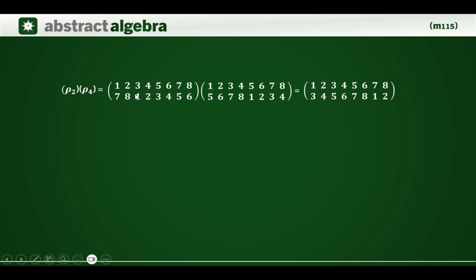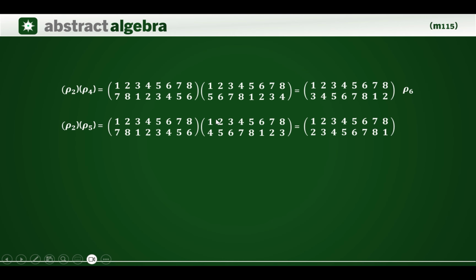So 5 maps to 1, 1 maps to 7, therefore 5 maps to 7. 6 maps to 2, 2 maps to 8, therefore 6 maps to 8. So 7 maps to 3, 3 maps to 1, therefore 7 maps to 1. 8 maps to 4, 4 maps to 2, therefore 8 maps to 2. So the result of the composition of rho sub 2 to rho sub 4 is rho sub 6. Next, we are going to find the composition of rho sub 2 to rho sub 5.